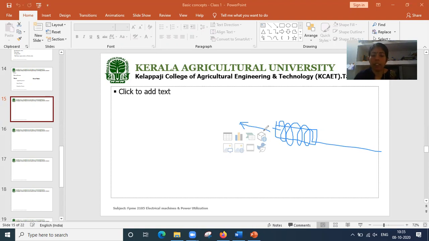With that coil, the magnetic flux lines linked will change. When magnetic flux lines change, what happens? They will produce an EMF inside that conductor. Okay, so once again I will explain.